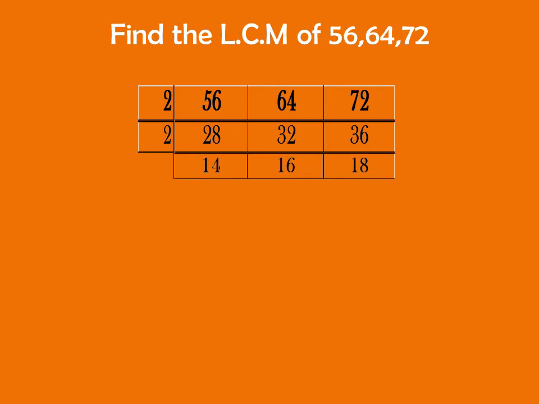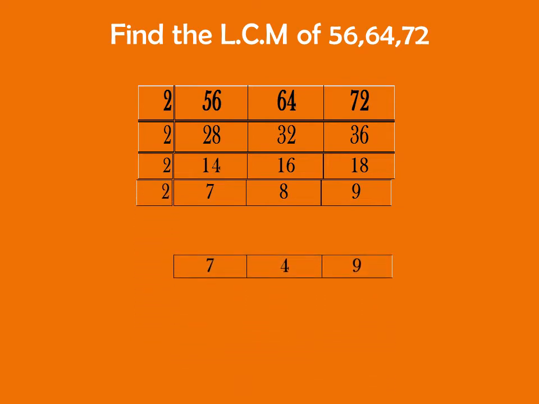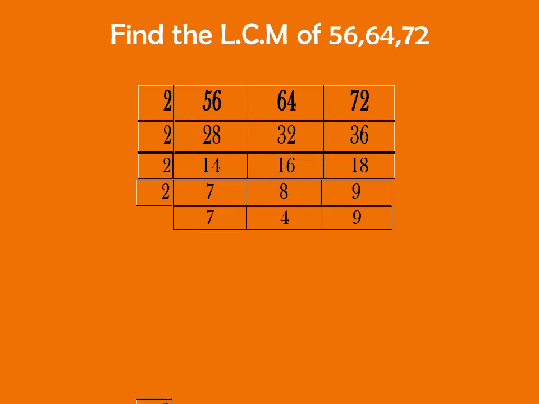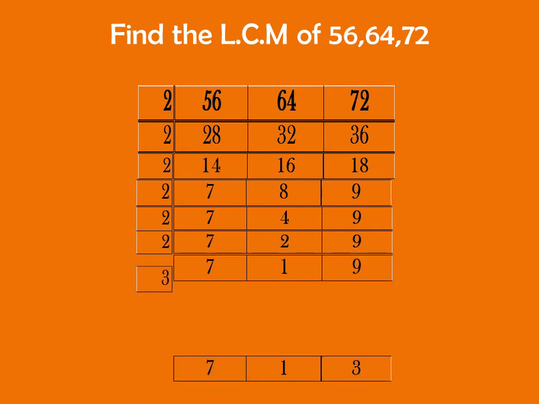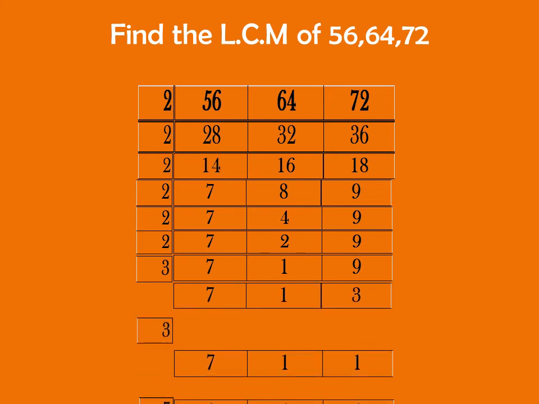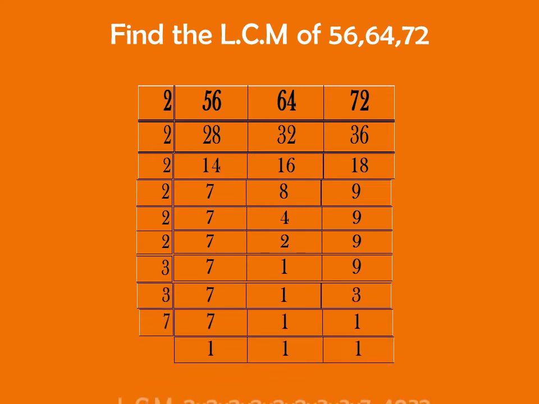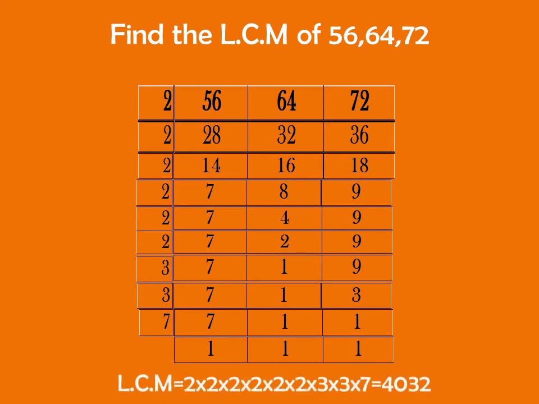28 divided by 2 is 14, 32 divided by 2 is 16, 36 divided by 2 is 18. And we continue doing it because we have an 8 over here, which is also an even number. So the prime number 2 comes into place and we keep on dividing it. And if you look at it, 7 can't be divided by 2, so it just comes down as the same number. It comes down as an undivided number rather. We close on 1 and the product of all the factors, the LCM, is 4032.